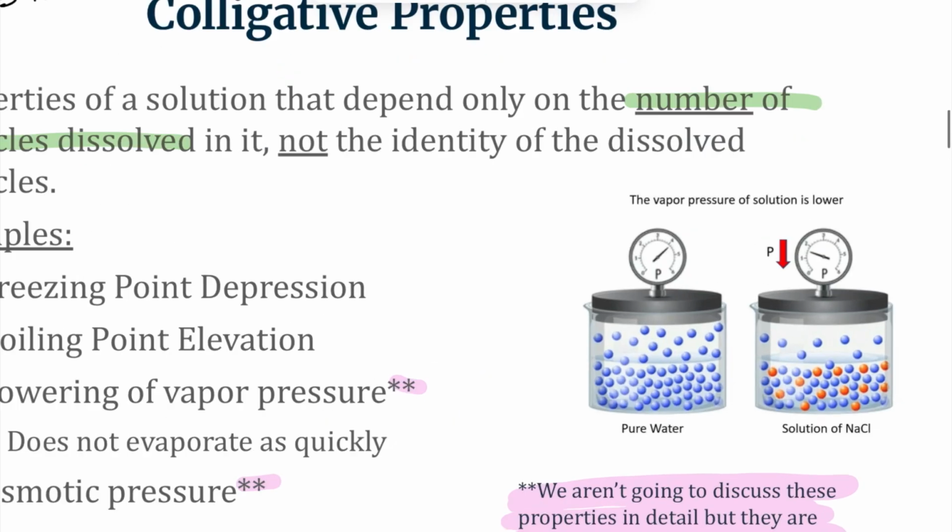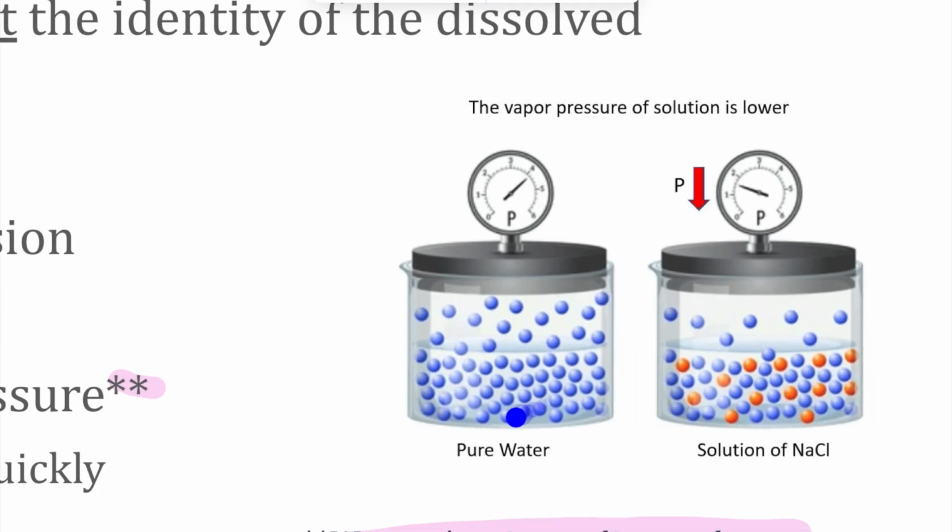Well, this diagram here is showing us that if we have something like pure water, even though this is in a liquid state, if we were to put this in an enclosed container and measure the pressure of the gas molecules as they are evaporating, as those molecules are breaking off from the top of the liquid, the pressure gets lowered if we are dissolving something. This one is sodium chloride. If we have those sodium and chlorine ions in there, that vapor pressure is going to go down.